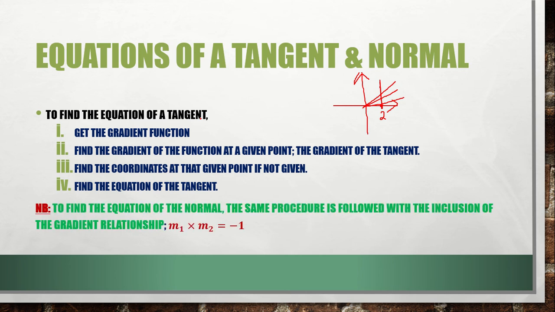Note below, to find the equation of the normal, the same procedure is followed with the inclusion of the gradient relationship, which is m1 and the product of m1 and m2, whereby m1, for example, you may pick it to be the gradient at the normal, m2 at the tangent. The product of the two gives -1.